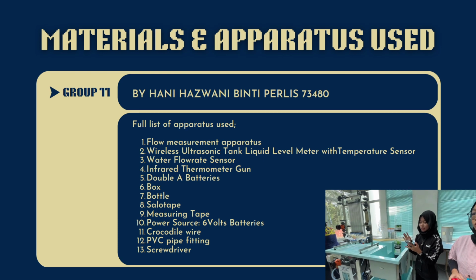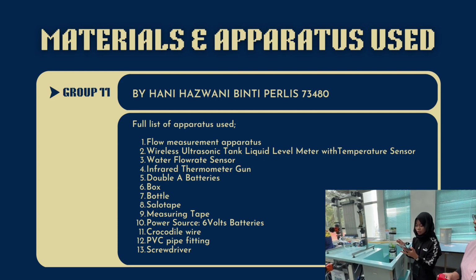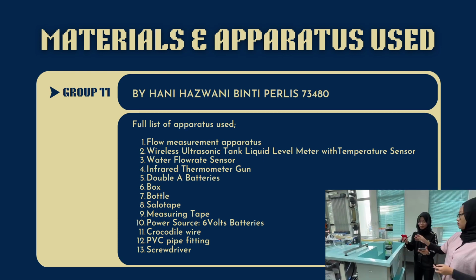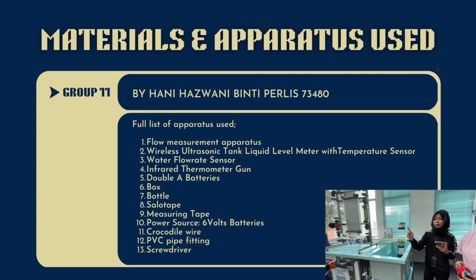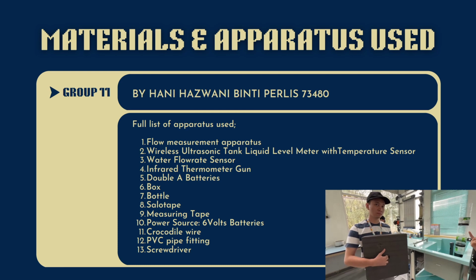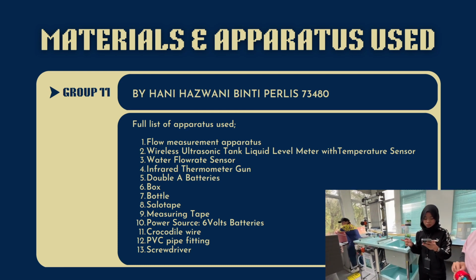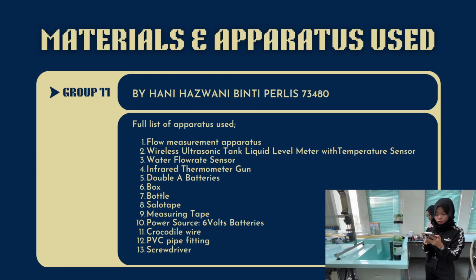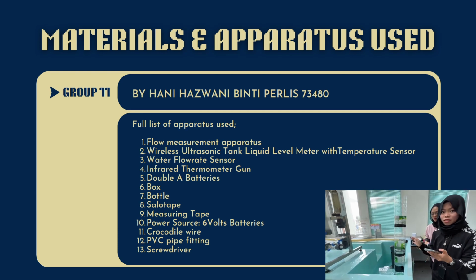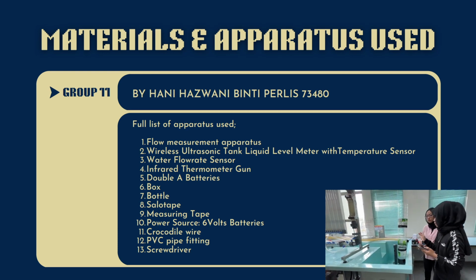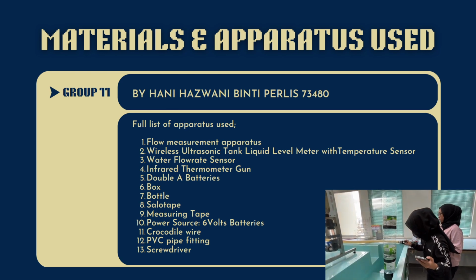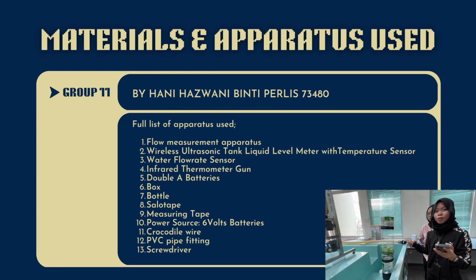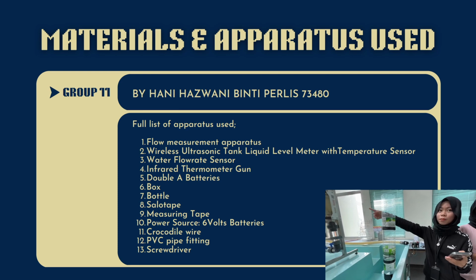For the wireless ultrasonic tank liquid levelometer with temperature sensor, we are using the measuring tape, the screwdriver, bottle, floater, box, and double AA batteries. Next, we are going to use the water flow rate sensor, also called the flowmeter. This water flow sensor is used to measure the water flow rate in the tube apparatus.